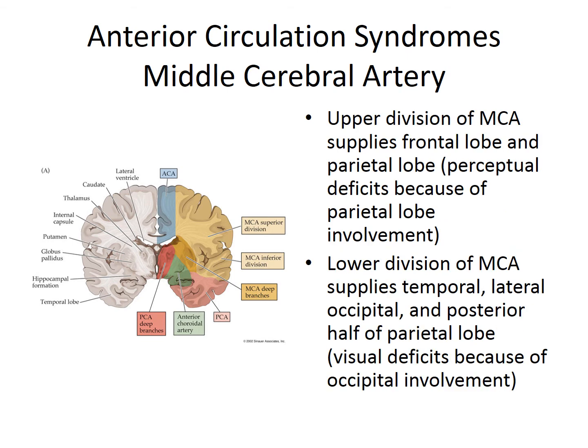The middle cerebral artery, continued. The upper division of the MCA supplies the frontal lobe and the parietal lobe. You will typically see perceptual deficits because of that parietal lobe involvement. You will also expect to see motor deficits. The lower division of the MCA supplies the temporal, lateral occipital, and the posterior half of the parietal lobe. Again, you would expect to see visual deficits because of that occipital involvement.